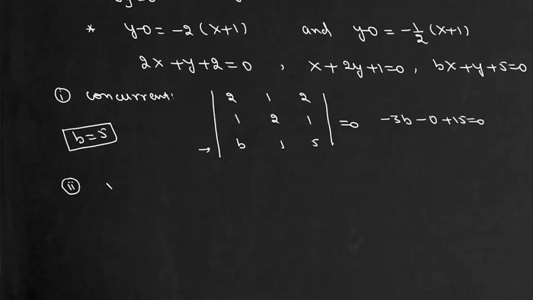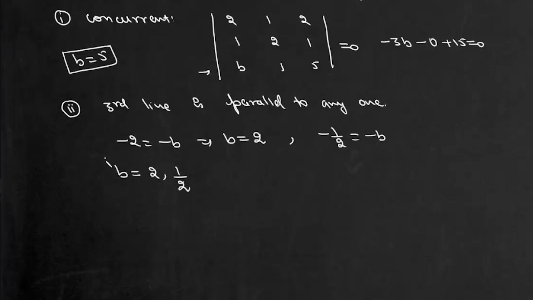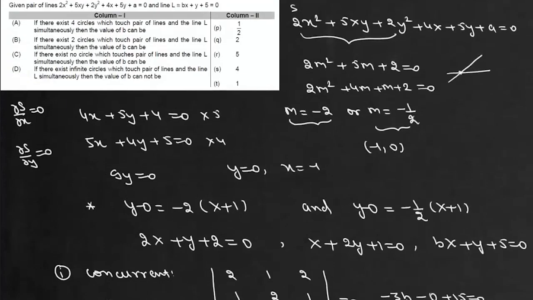The second condition is if the third line is parallel to any one of the given lines. The slope of this line is minus 2, and here the slope is minus b. So we'll get b as 2. And for the second one, the slope is minus 1 by 2, and this is minus b. So this line will be parallel to any of these lines if the value of b is either 2 or 1 by 2. So the three lines are concurrent if b is equal to 5, and two of them are parallel if b is either 2 or 1 by 2. So now we can start solving this question.